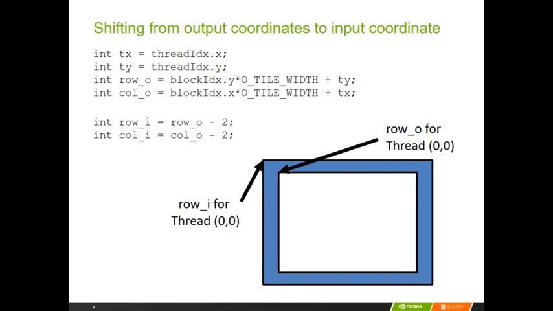Once we have the output indices, we can calculate the input indices by subtracting 2 from each of them. This is assuming that the mask width is 5. In general, we should be subtracting the mask width minus 1, divided by 2, from each of these indices. So in the picture, we show that whatever the output row index for thread 0,0 should be, the input index should be the output index minus 2.